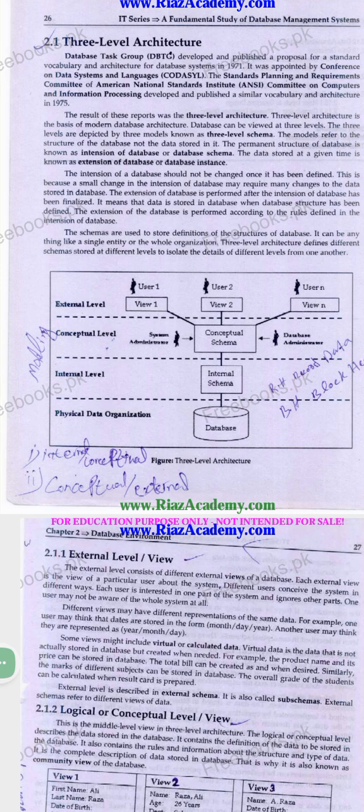In this figure you can clearly see we have 4 different layers. First one, external, also called the user view or external level. Second, the conceptual level, third, the internal level, and fourth, the physical data organization, where the data is actually stored. Now come to the above 3 levels. This is also known as the 3-level architecture.